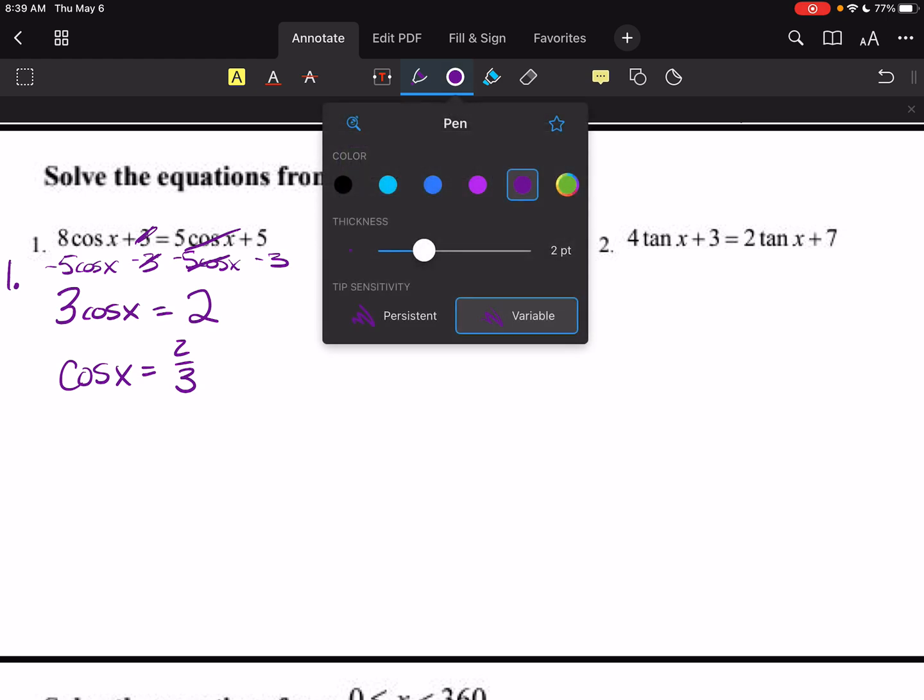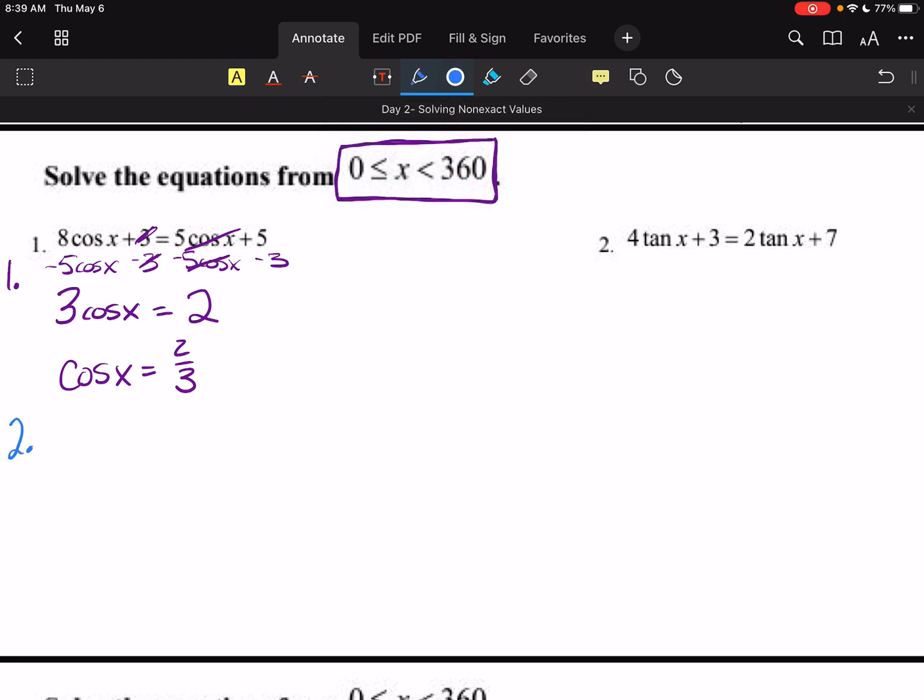Second step, we're going to identify the quadrant I'm in. So cosine deals with my x values, and it is a positive number. So that's going to be quadrant 1, quadrant 4. So I'm going to have an answer from quadrant 1 and an answer from quadrant 4.